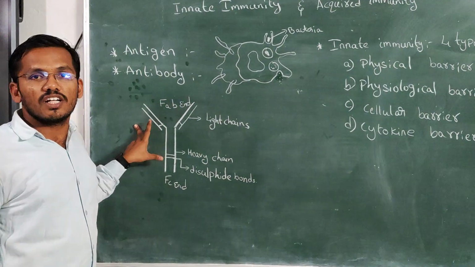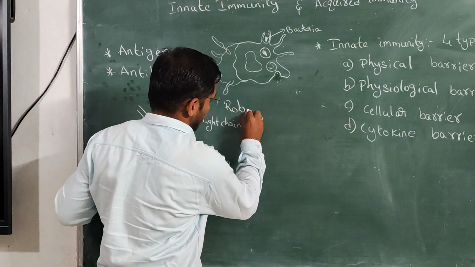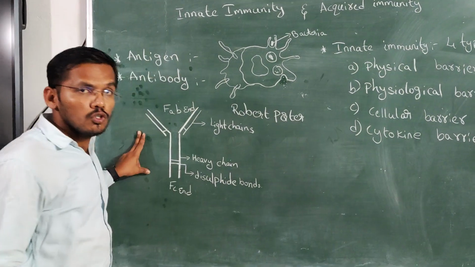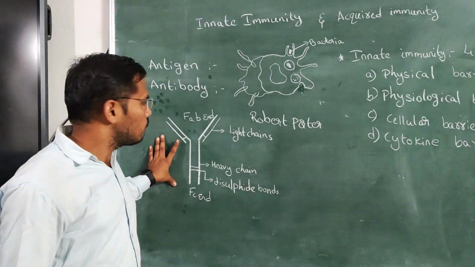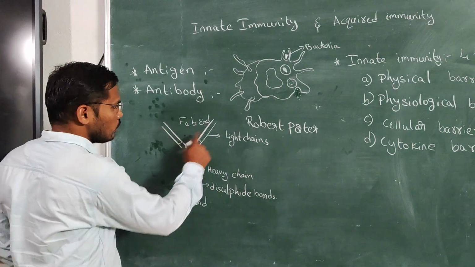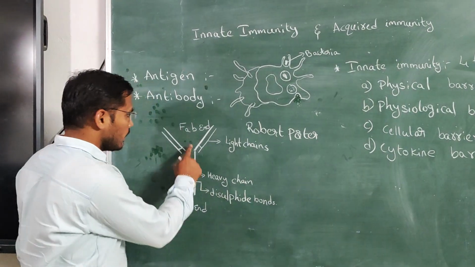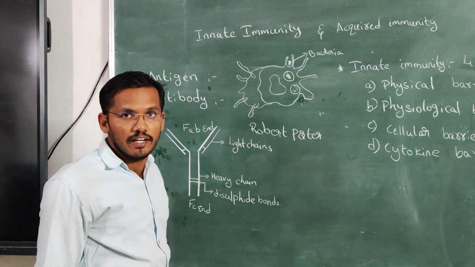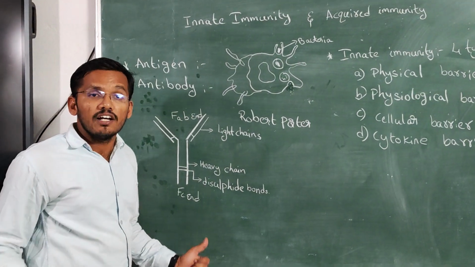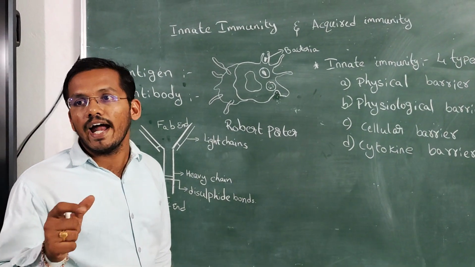The structure of this antibody was given by Robert Porter. He is the scientist who gave this basic structure of the antibody. In this Y-shaped structure, there are two heavy chains and two light chains, linked by disulfide bonds. At the opening of the Y shape, you can see the FAB end, the fragment antigen binding site, whereas at the bottom you have the FC end, the fragment crystallizable end. These ends are responsible for capturing an antigen.